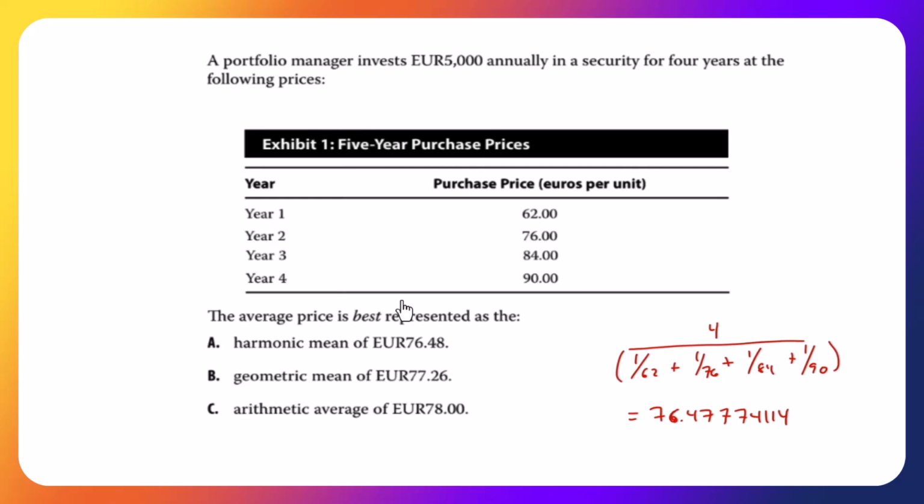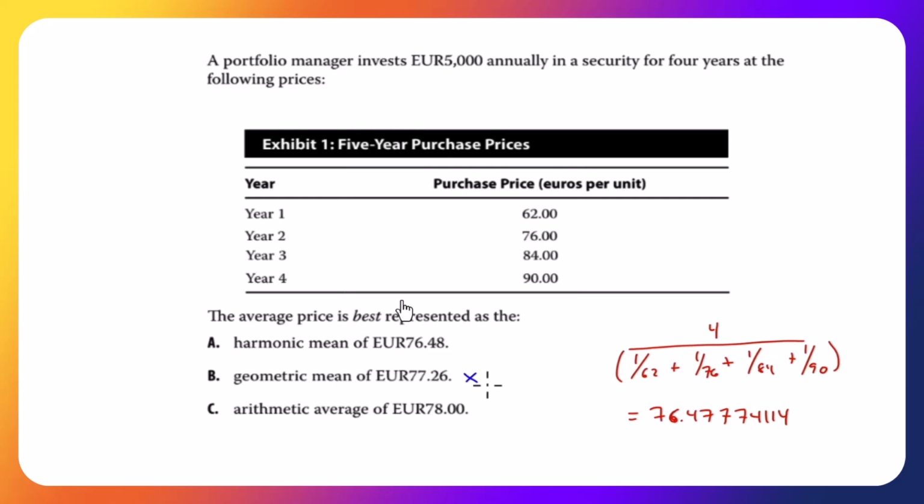A portfolio manager invests $5,000 annually in a security for 4 years at the following prices, and we see we have different prices here. The average price is best represented as we have harmonic mean, geometric mean, and arithmetic average. We can get rid of the geometric mean right away because we have no returns, so we have no idea what the beginning value was and what the ending value was. So get rid of the geometric mean.